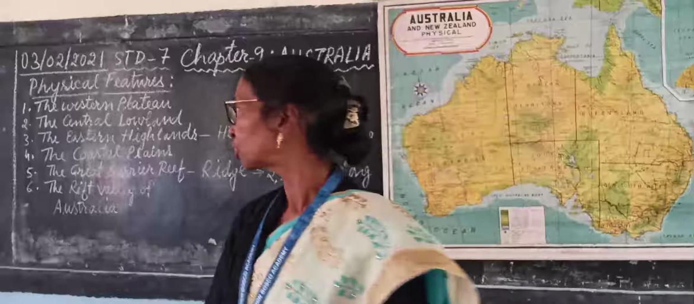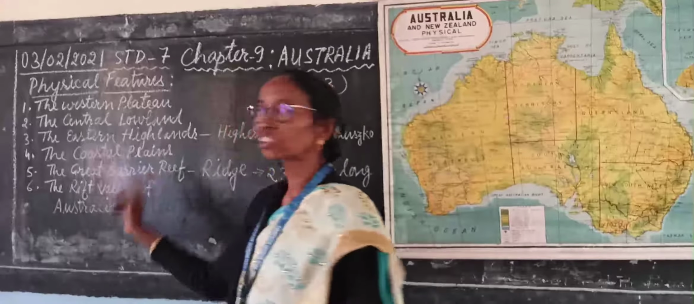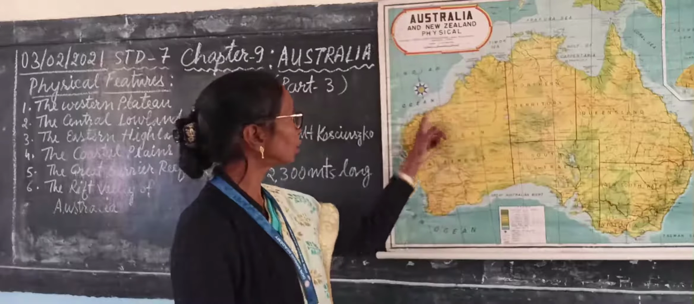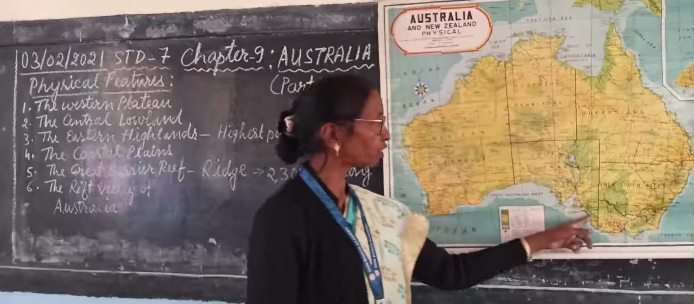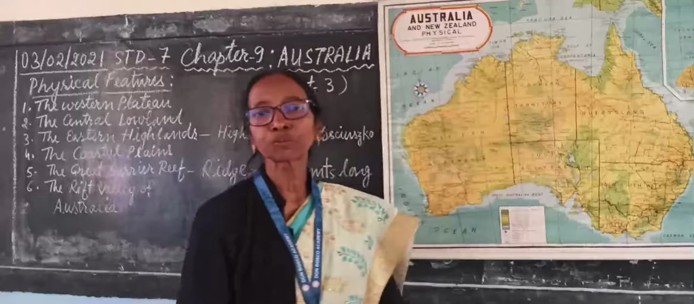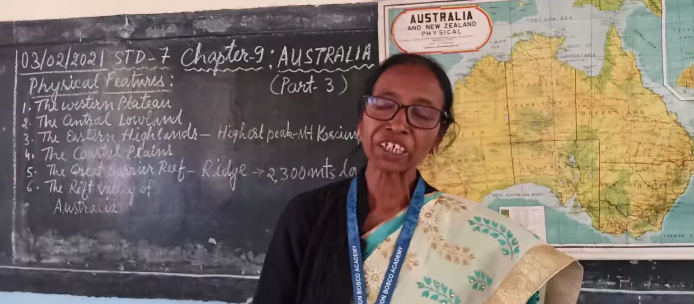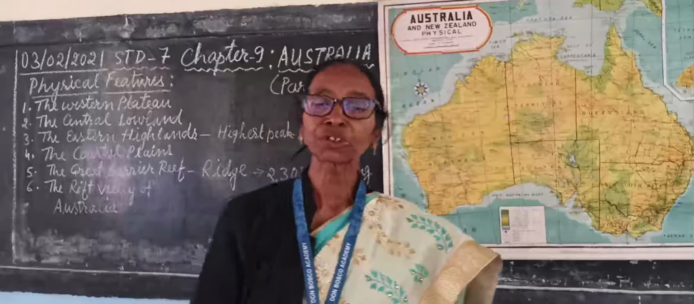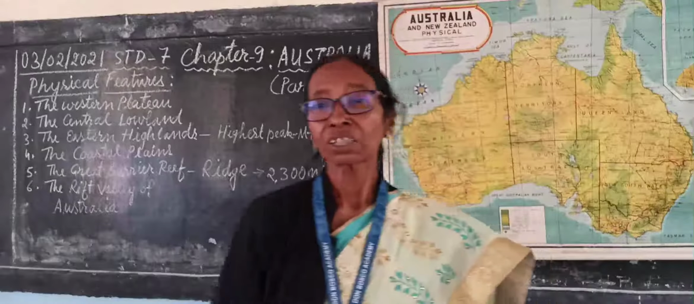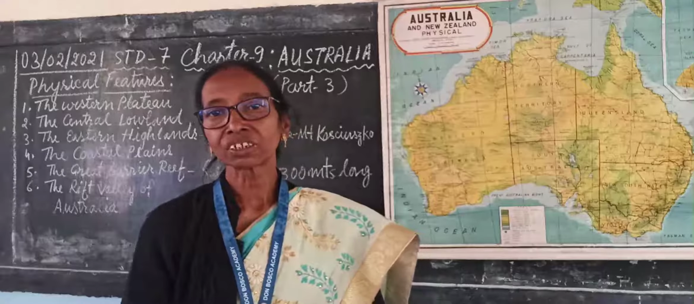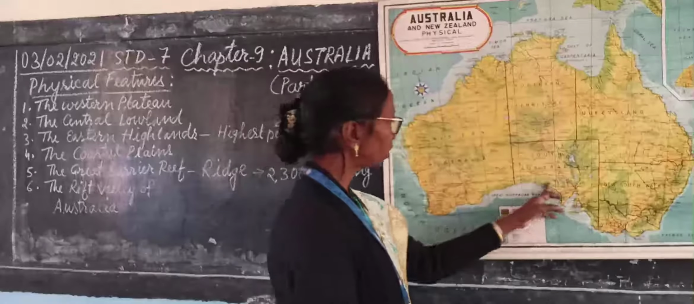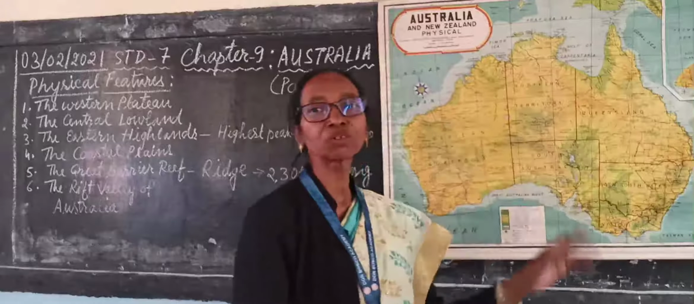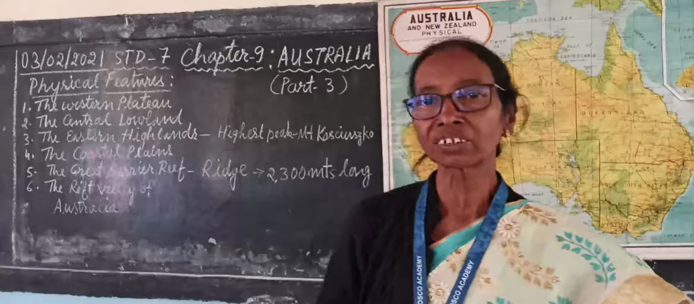The next physical feature is the coastal plain. The coastal plains in Australia, in the western, southern and eastern parts, are very narrow. The narrow plain is well utilized for transport, road transport and railways, and also used for agriculture. Only in the southern part there is a large plain that is known as Nullarbor Plain, which is very good and fertile and used for agriculture.